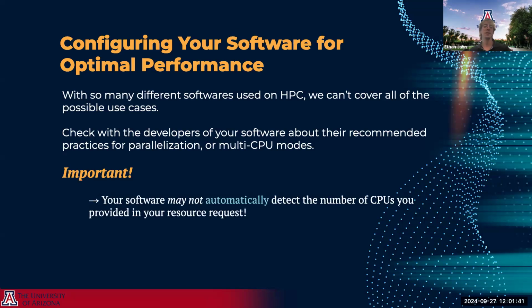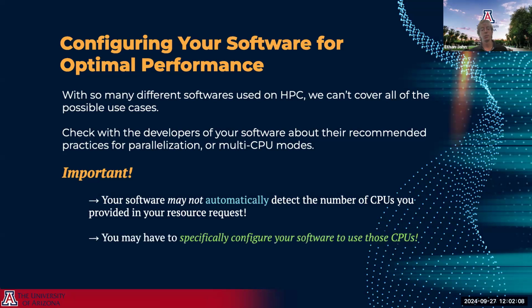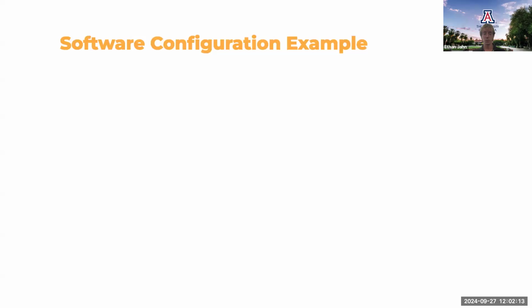An important note is that your software may not automatically detect the number of CPUs that you provided in your resource request. So if your software is natively parallel, like I mentioned Python is, then by default, it will only use one CPU, even if I'm requesting 10, 15, 20, whatever number of CPUs in my resource request. So important to be aware of there. Some software is natively serial. You may have to specifically configure that software to use those CPUs.